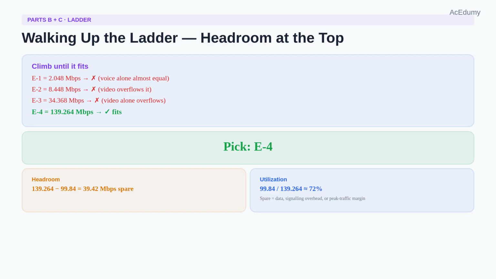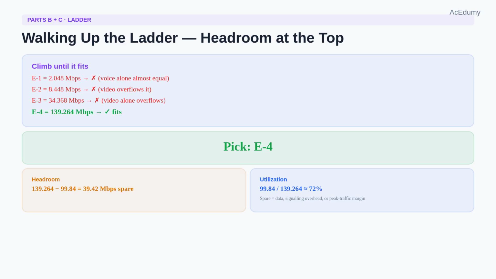E4, 139.264 megabits per second, finally fits. We need 99.84. We have 139. Part C. How much headroom? 139.264 minus 99.84 equals 39.42 megabits per second of spare capacity.